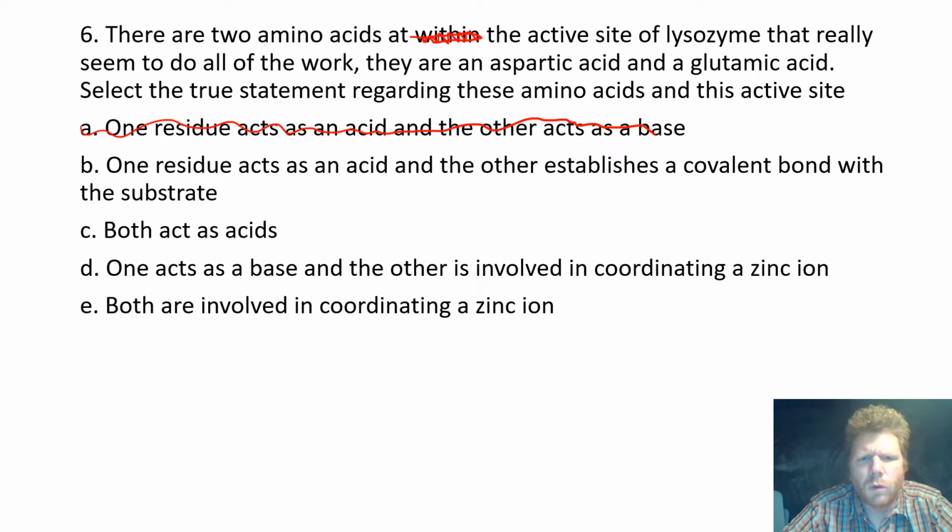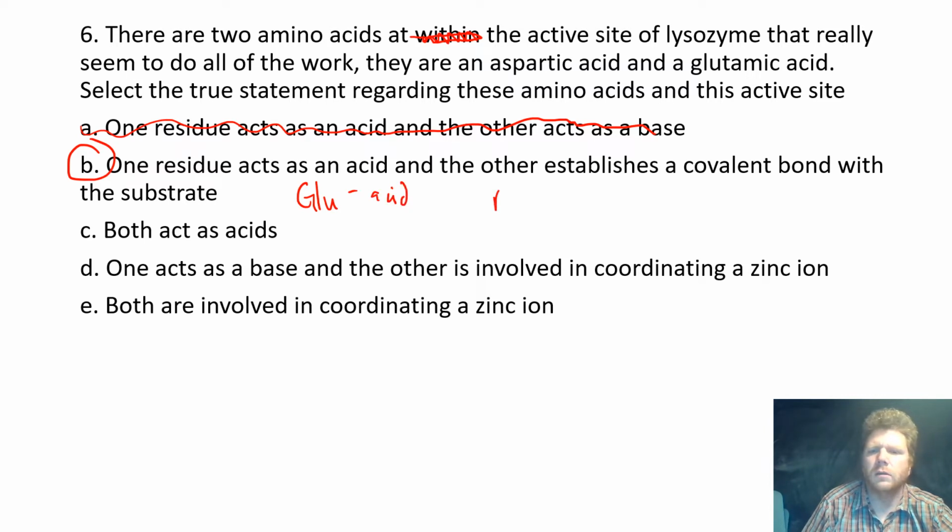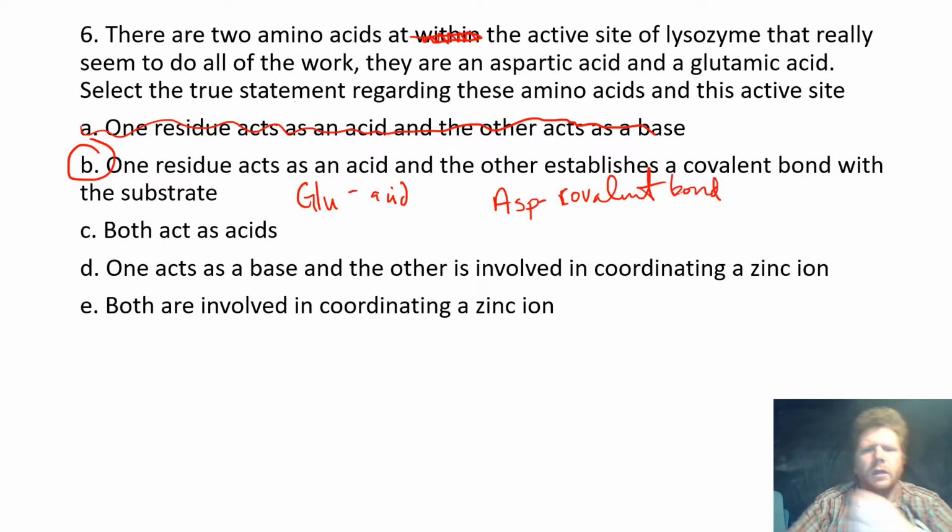Answer option B, one residue acts as an acid and the other establishes a covalent bond with the substrate. Now that is actually the correct answer. And what we have is we start this mechanism out and we are looking at the glutamic acid as your acid, and the aspartic acid, ASP, makes your covalent bonds. So it's kind of interesting because it's not really what you would expect.